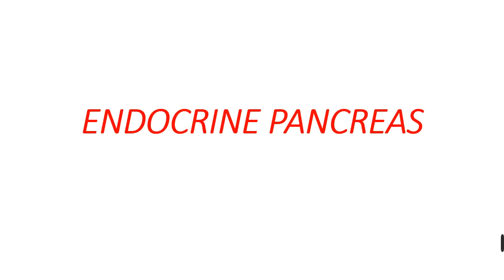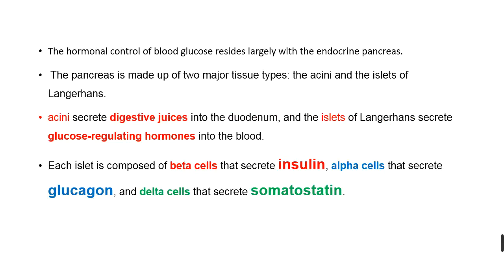Now, after this brief introduction, we have to understand how the pancreas acts to produce insulin and regulate our blood glucose level. The hormonal control of blood glucose resides largely with the endocrine pancreas. The pancreas is made up of two major tissue types, the acini and the islets of Langerhans. The acini secrete digestive juices into the duodenum, and the islets of Langerhans secrete glucose regulating hormones into the blood.